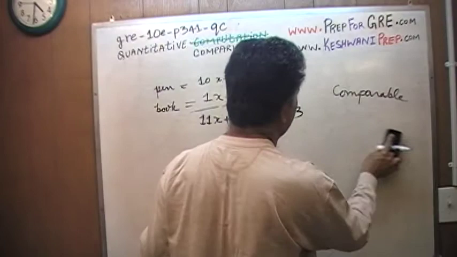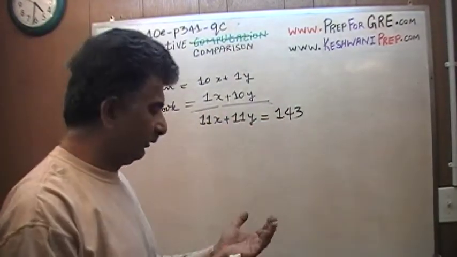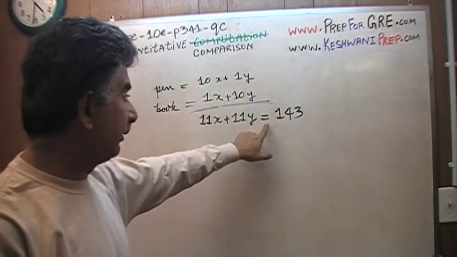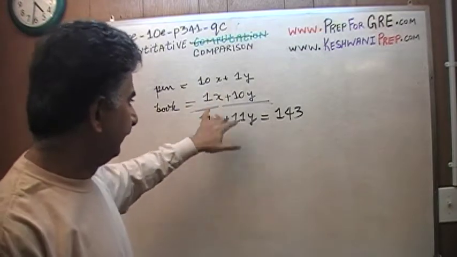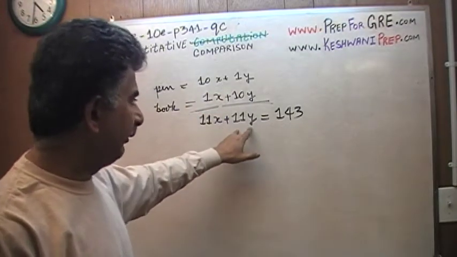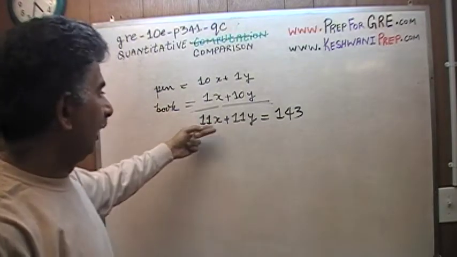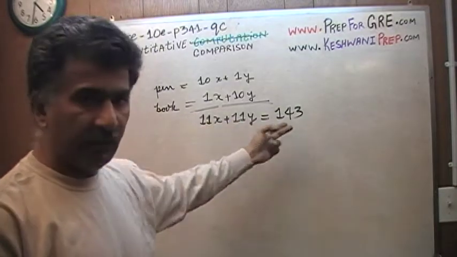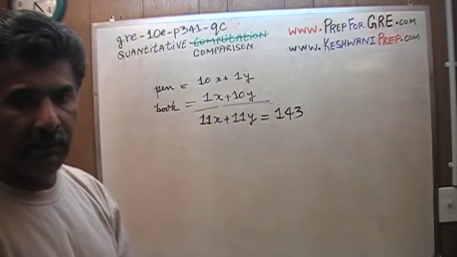Before we do any work at all, let's simplify this equation. Now this is an equation. This is no longer an expression because we have an equal sign. We are told that when you add up this price and that price, this 11x plus 11y represents the sum of the price of pen and the price of book. And we are told that when you add up the price of one book and one pen, it equals $1.43. Let's simplify this. Can this be simplified anywhere at all?